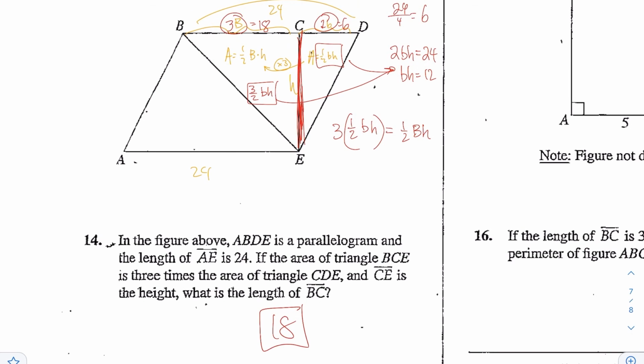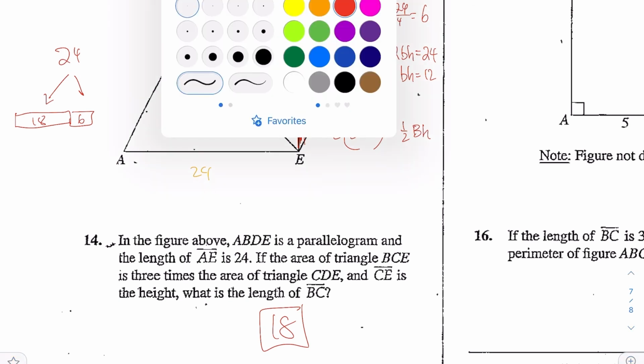You essentially split 24 into 2 pieces. One of them has to be 3 times bigger than the other one. So this would be 6 and 18, and they have to add up to 24.